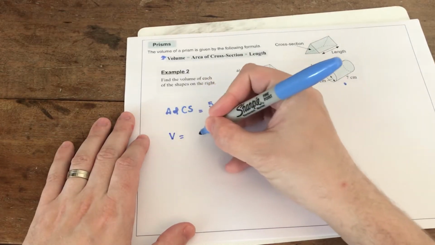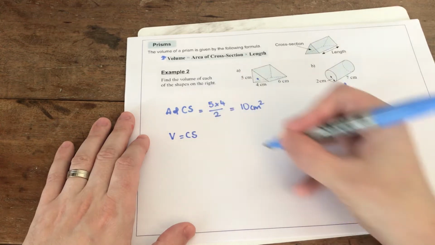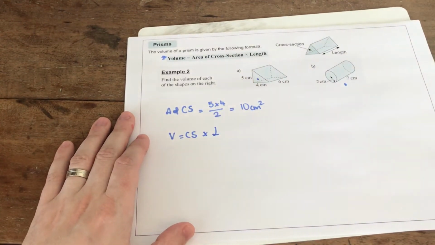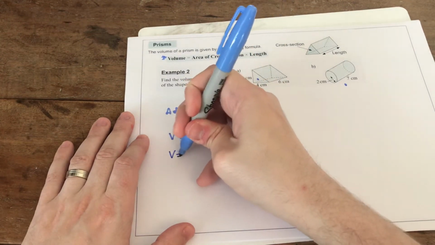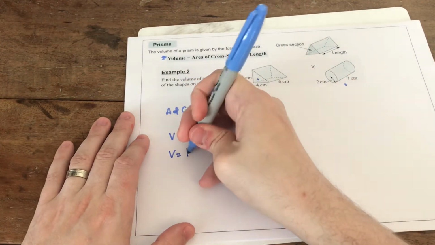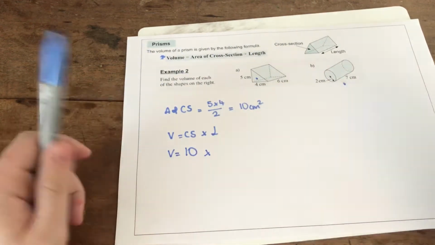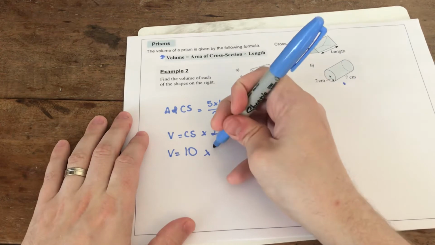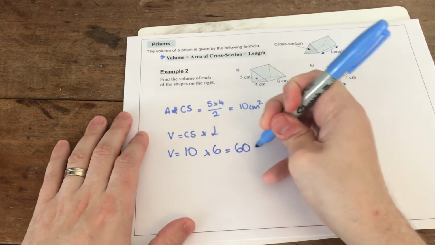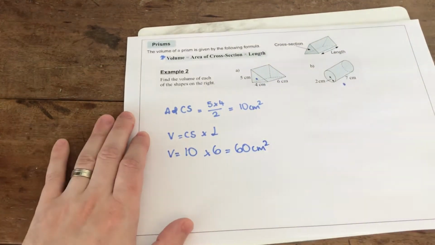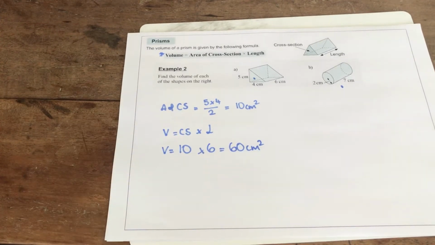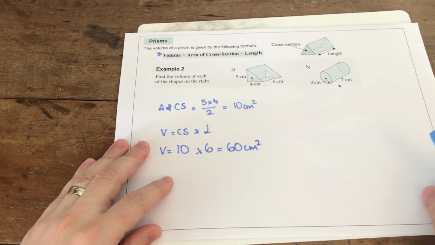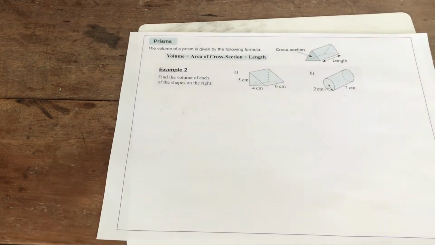I then want to find the volume of the total prism. So to get the volume, I do the area of the cross section, which is just this, and I times it by the length. So I get my area of my cross section, which is 10, and I multiply that by my length, which happens to be 6, and that gives me 60 centimeters squared. Now I'm going to use this method on this question here, and I'm just going to move this over here so we can have a look.